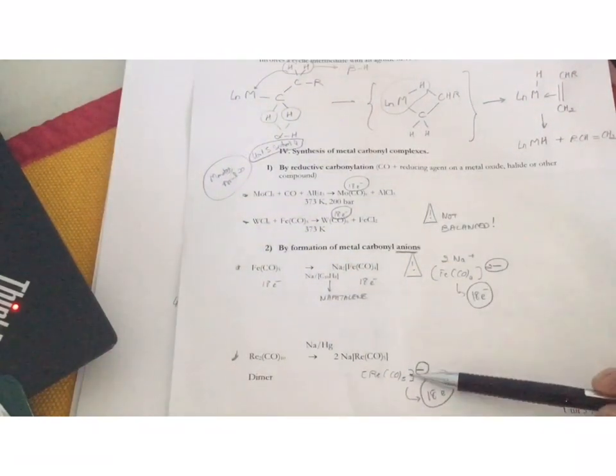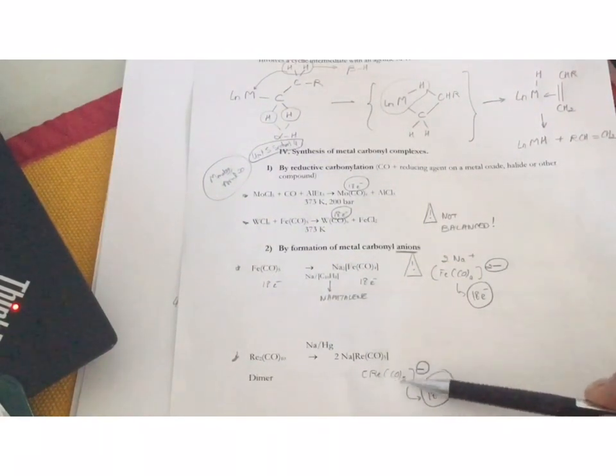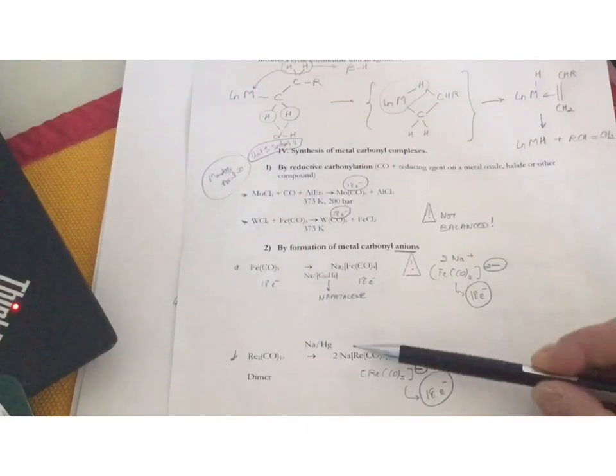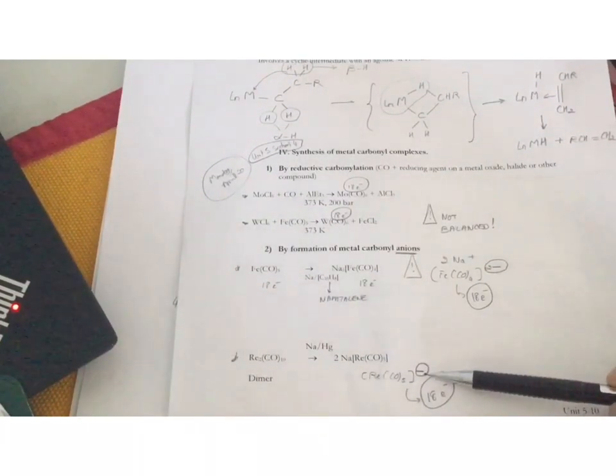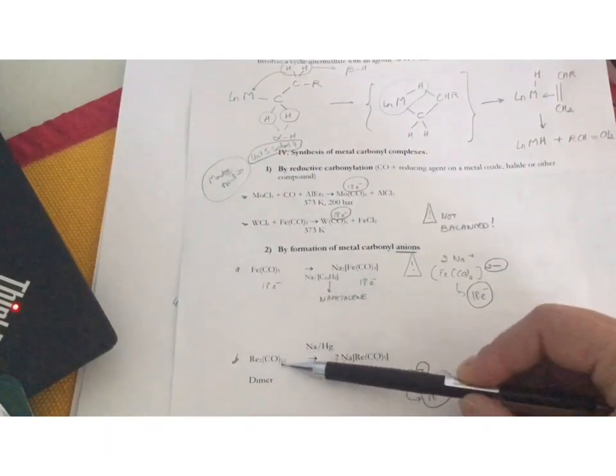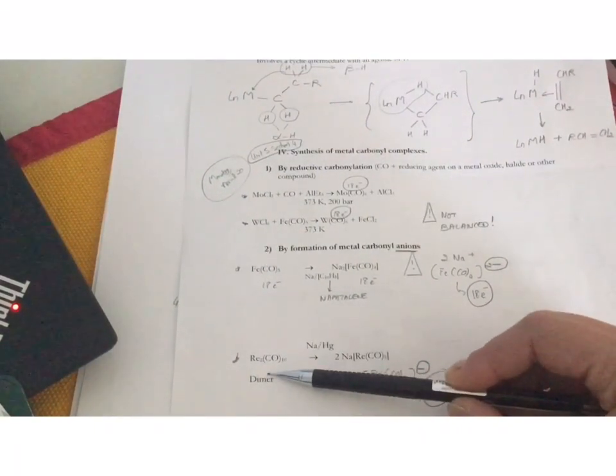They have the same number of electrons, but we really need to think about this one. The complex here, the rhenium complex, is an anion. So in this case, we only need one sodium to counterbalance the negative charge, but because we had a dimer, and we want to balance this equation, or at least try to.